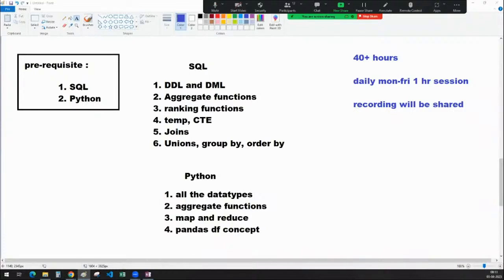MySQL or MS SQL, both are the same. No worries.